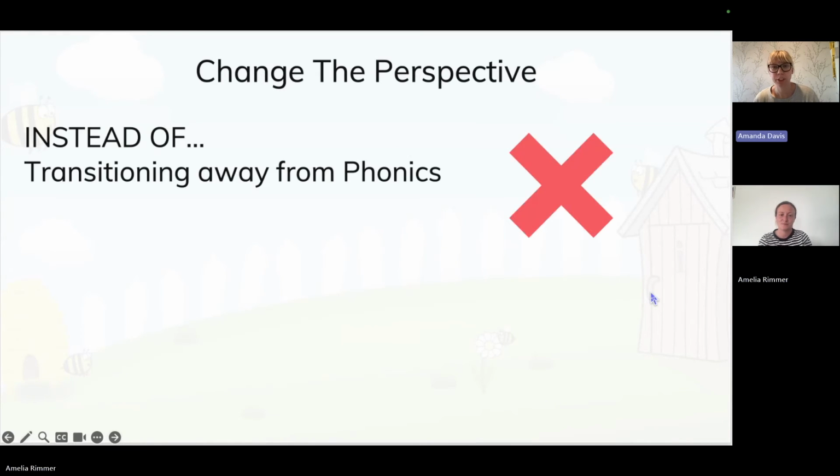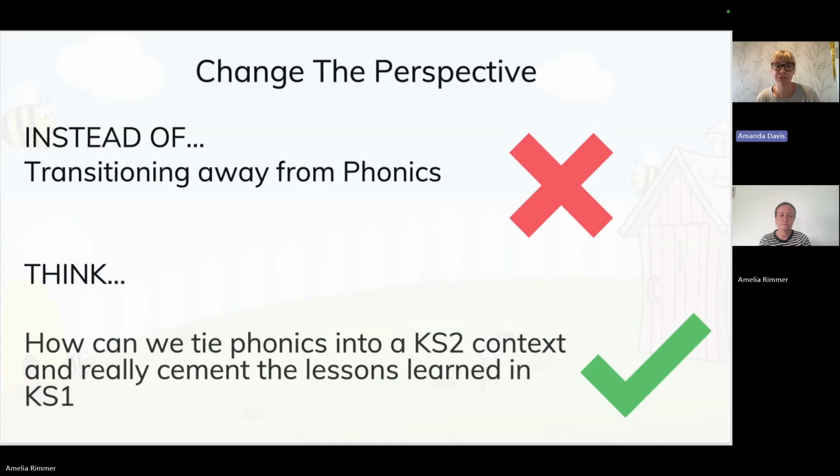It's really important that we're looking at changing our perspective. It's very common that we're set in the way of thinking it's only a Key Stage 1 element in phonics. So we're trying to transition away from phonics only in Key Stage 1, and thinking how can we tie phonics into a Key Stage 2 context to really cement the lessons learned in Key Stage 1, so we're carrying it through.